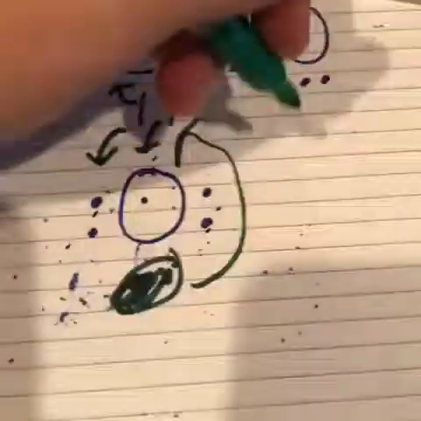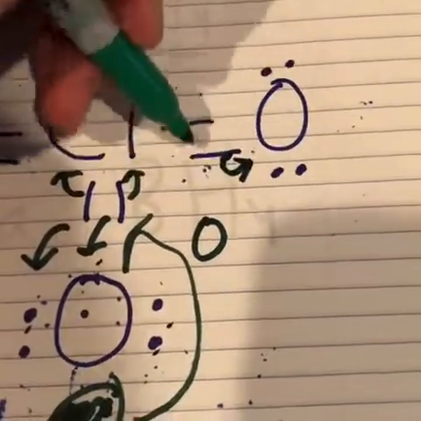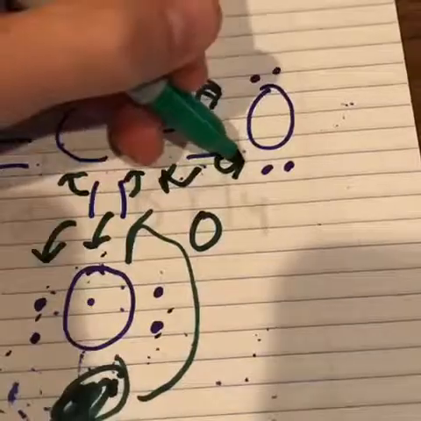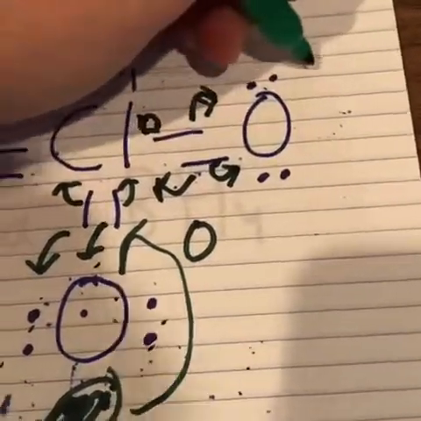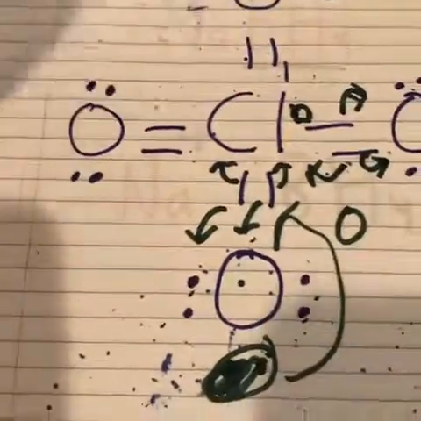We need 6. Oxygen now has 0 charge. Same here. One of these electrons is here, one is here, one is here, one is here. That's 1, 2, 3, 4, 5, 6. It needs 6. 0 charge. All the oxygens have a 0 charge now.